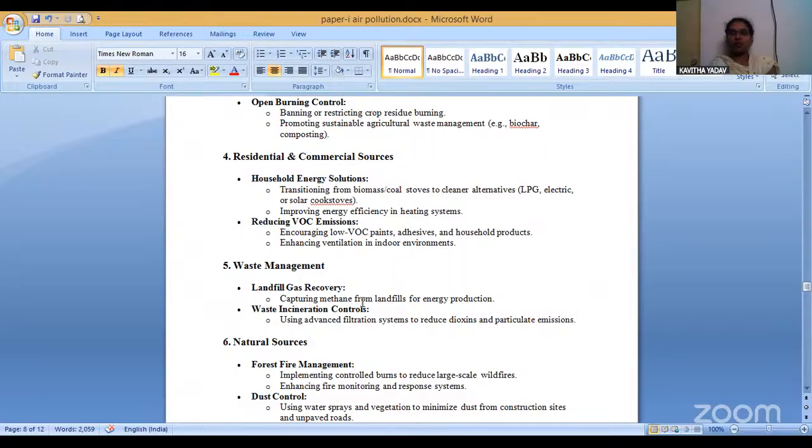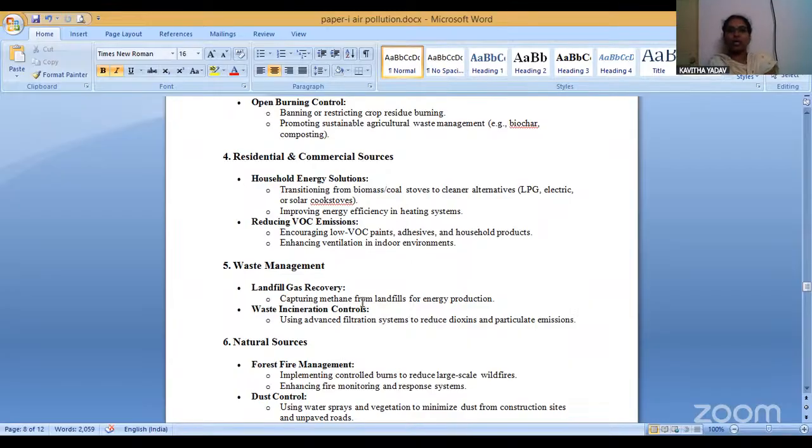Why? Because nowadays there are no biomass and coal stoves for open cooking and open burning. In rural areas also, every woman can switch to LPG. In urban areas, some people can switch to electric and solar cookstoves. So it is up to 70 to 80%. We are going to follow this one. We are not going to bother about this first point.